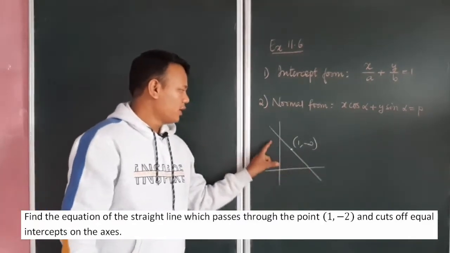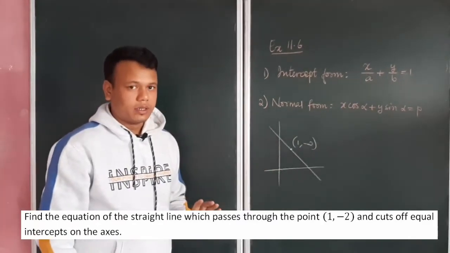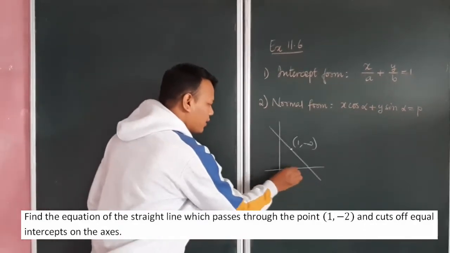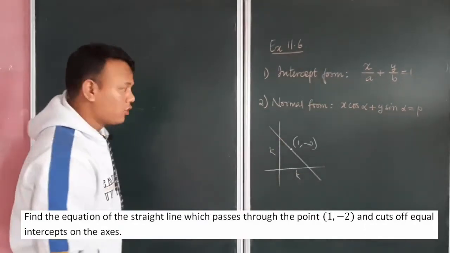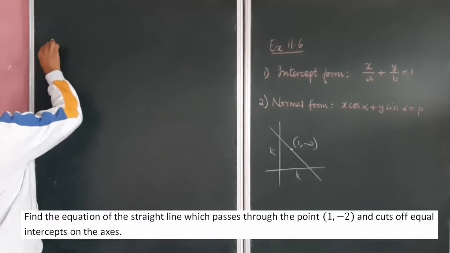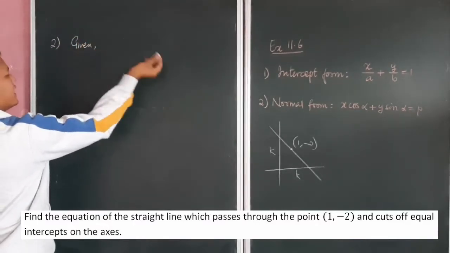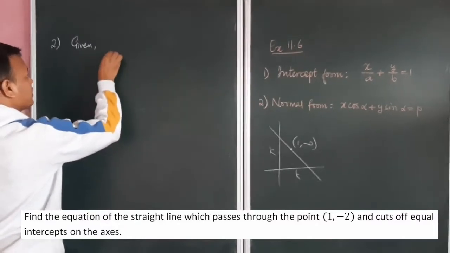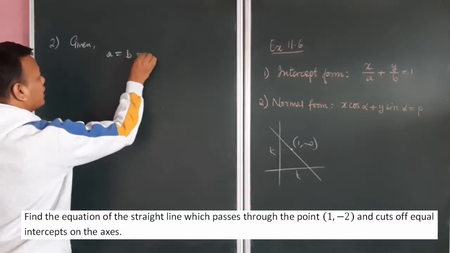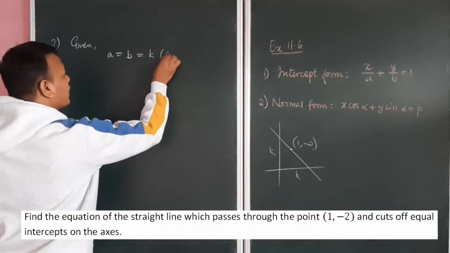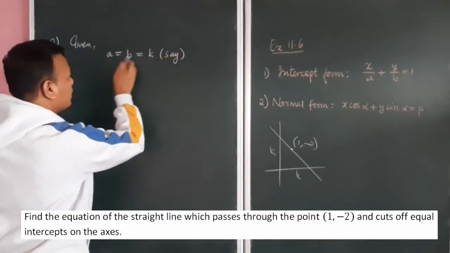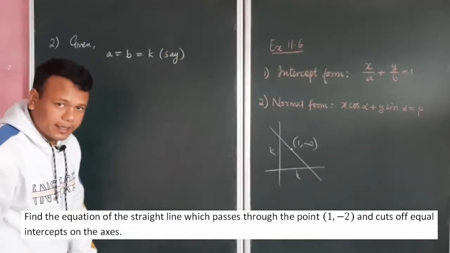Basically this and this are both given to be equal. Let me call this k, so this is also k. All right, so this is question number 2. Given is x-intercept equals y-intercept, that is A equals B, and let me assume this to be k. So say that A and B are both equal to k.